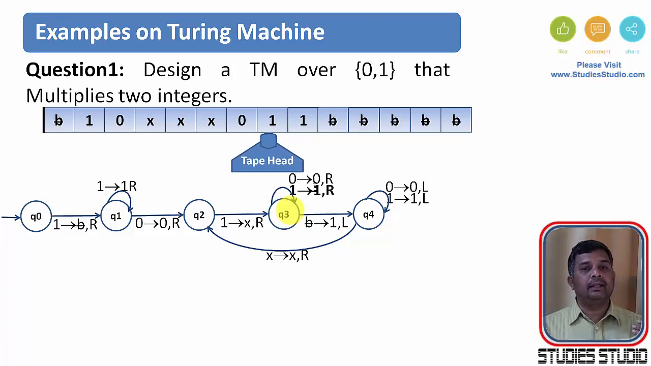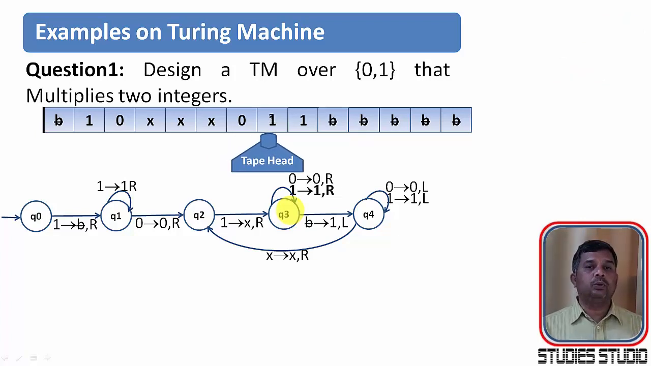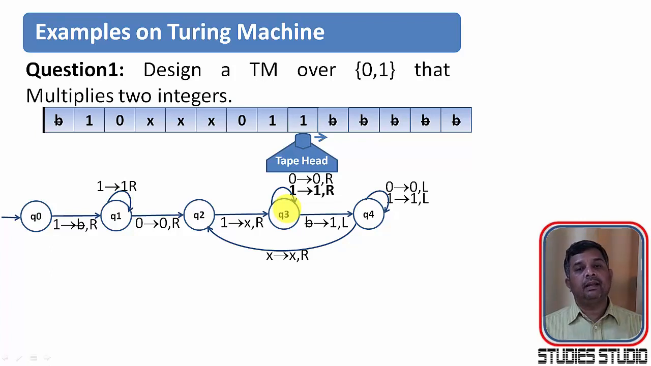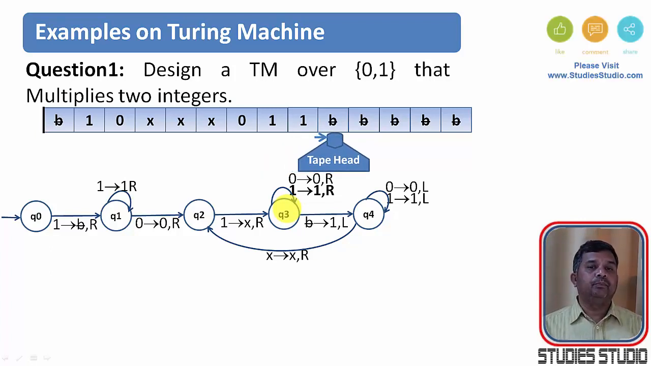The next symbol I am getting is 1. I am writing 1 onto the tape. Moving right. The next symbol is again a 1. I am writing 1 onto it. Moving right till I get a blank. Now I got a blank. I wrote 1 in place of blank and move left.